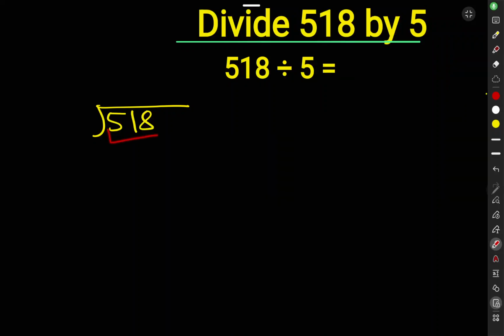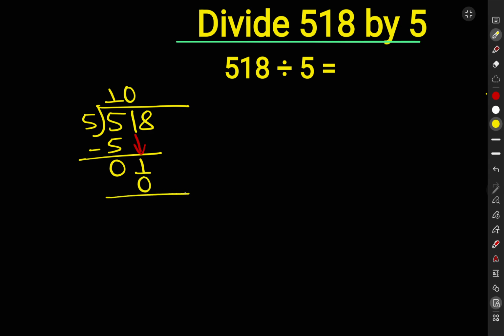Divide 518 by 5 in a long division method. 5 times 1 is 5. On subtracting we get 0. So now we put down this 1, and 5 times 0 is 0.